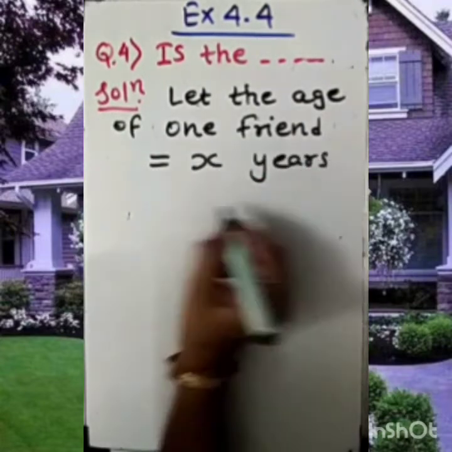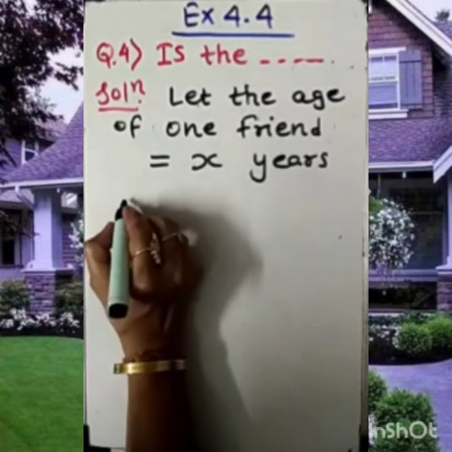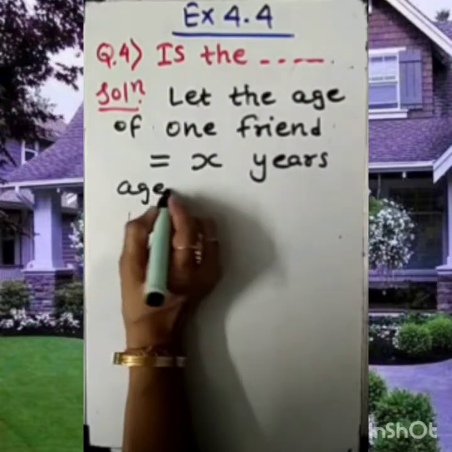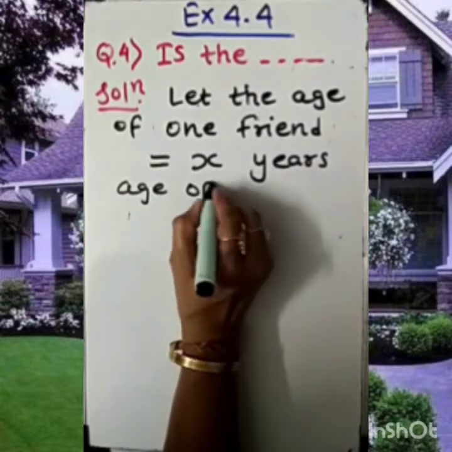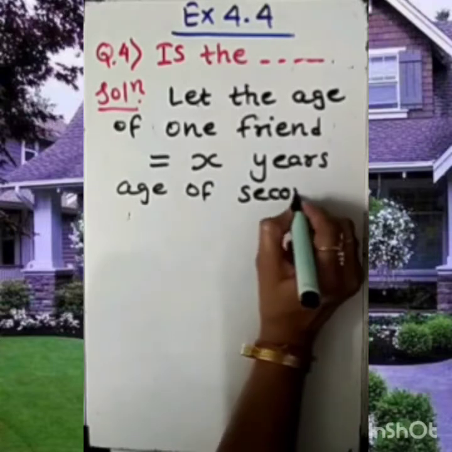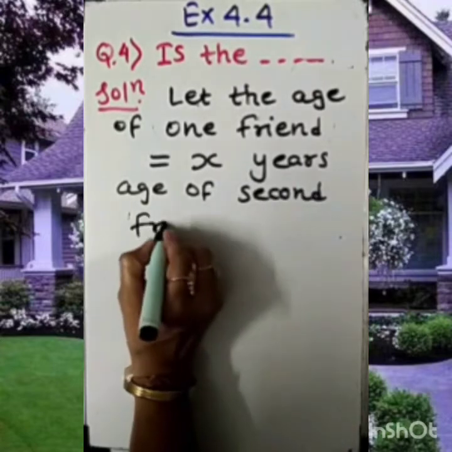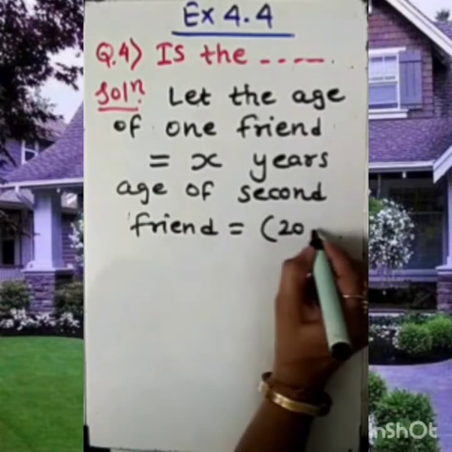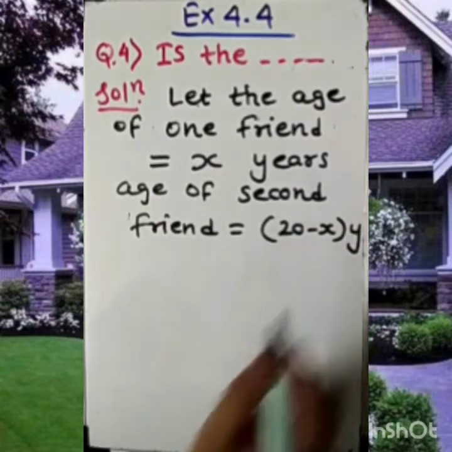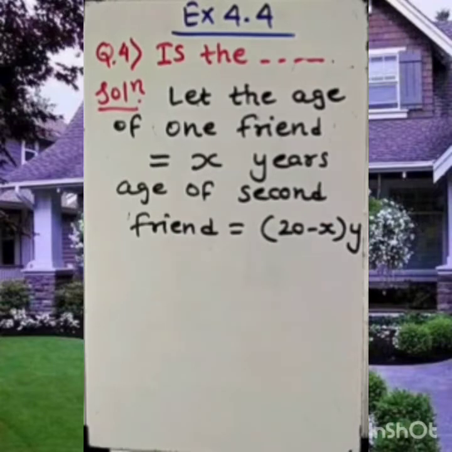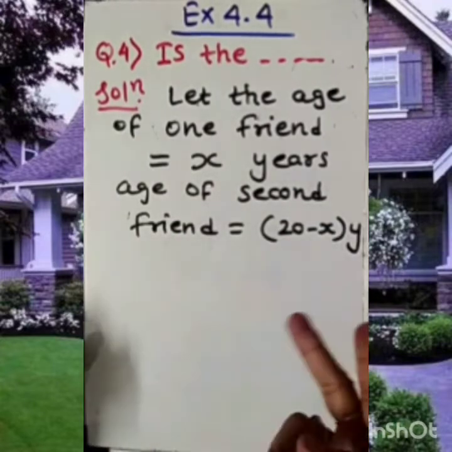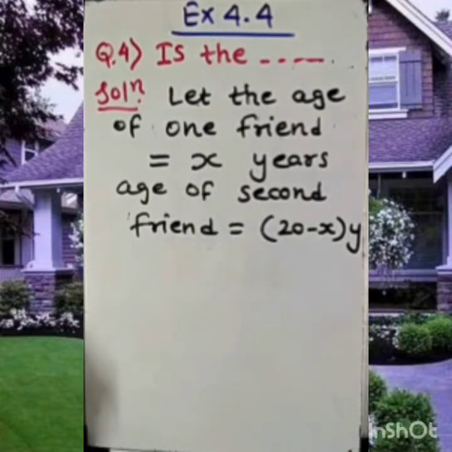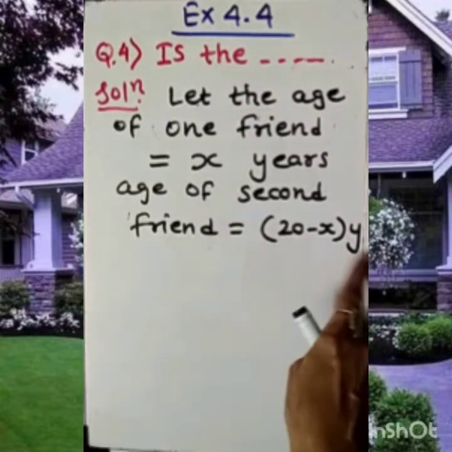So what will be the age of the second friend? We need to write the age of the second friend. That will be, of course, the sum is 20 years, so the other will be 20 minus x years. Easy? Because the age of one of the friends is x years, and the sum of both of their ages is 20 years, the age of the other will be, of course, 20 minus x years.